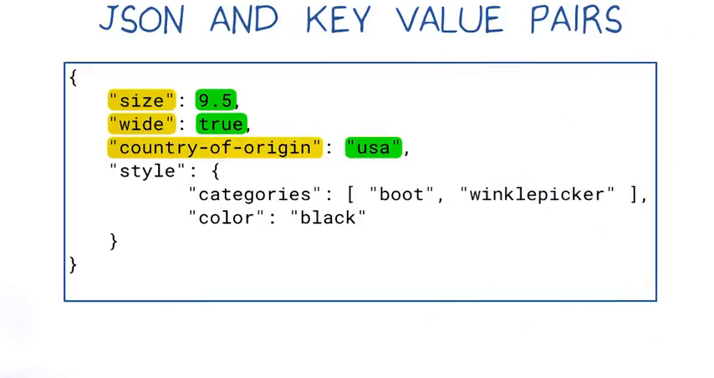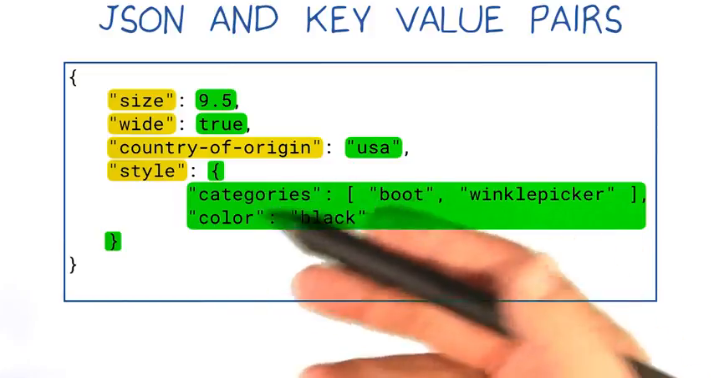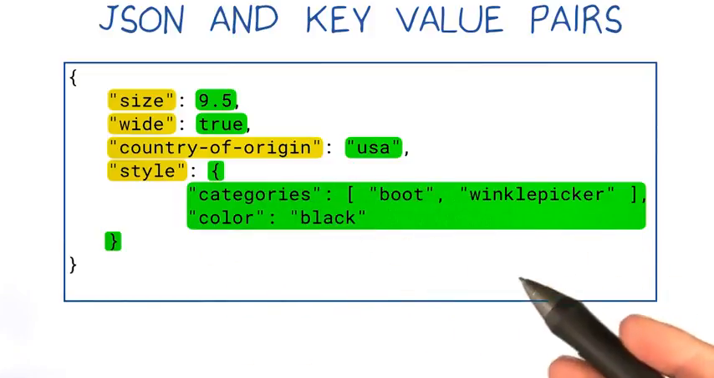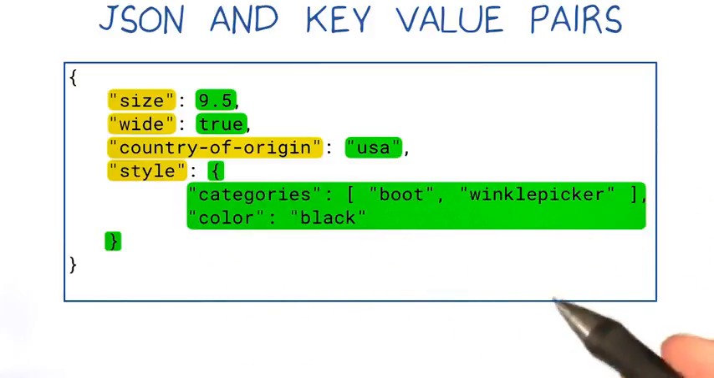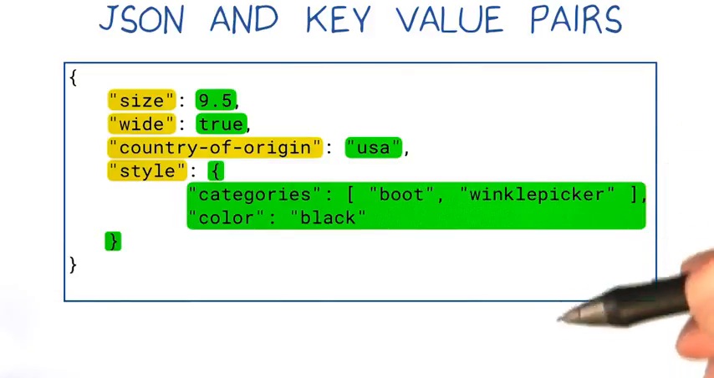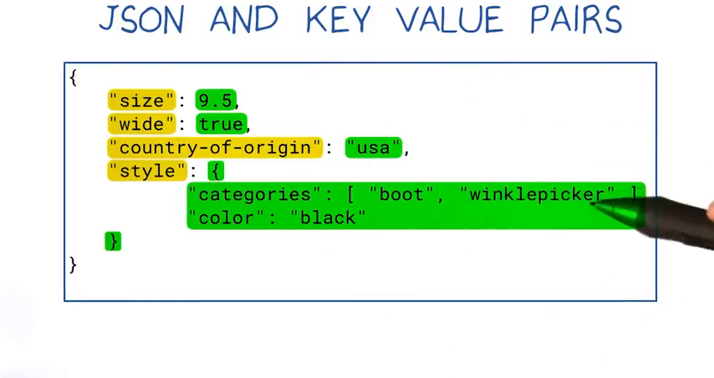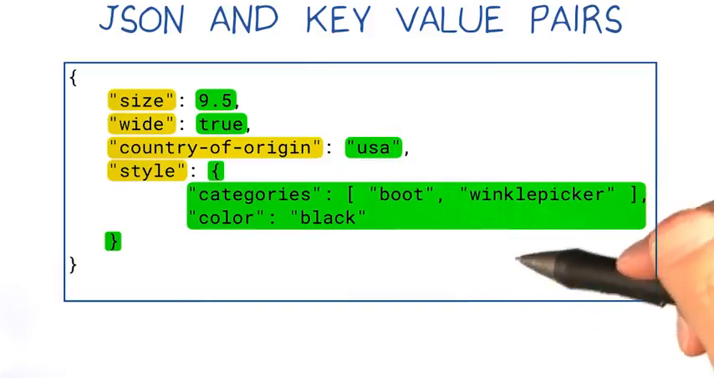But wait, the key style maps to a value of what? What is this brace here? There's a whole bunch of other stuff going on. What are you doing to me here? This could be kind of interesting. And in fact, this is where the power and extensibility of JSON as a data format lies. Let's take a break and we'll take a deeper look at the possible values in the next node.